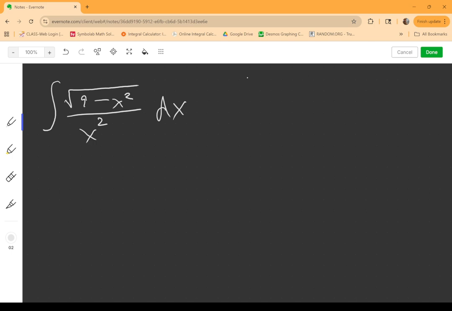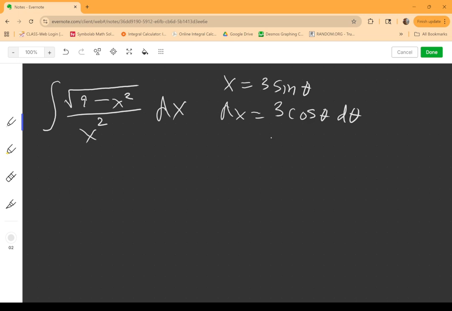So we're going to need x equals 3 sine theta, because it's of this type here. Now, when we do a regular u substitution, we also need to substitute dx. So that comes to the differential here. dx is equal to 3 cosine theta d theta. So that's another component for our trig substitution here.